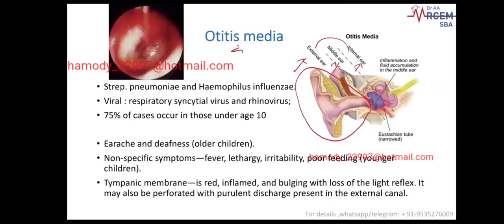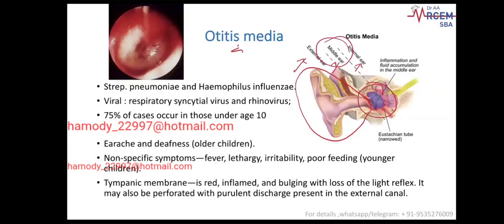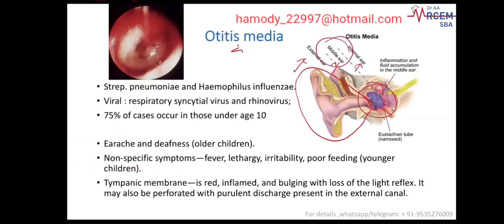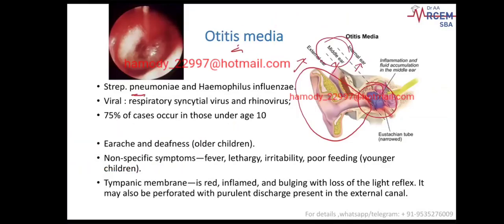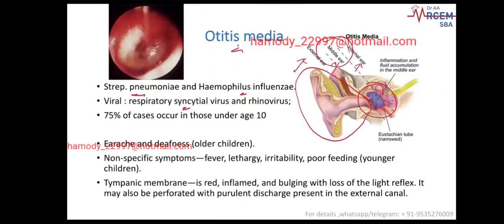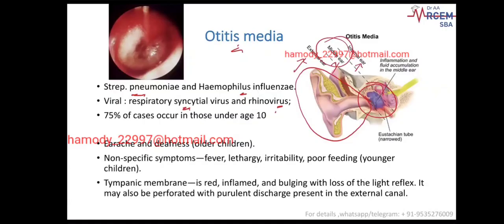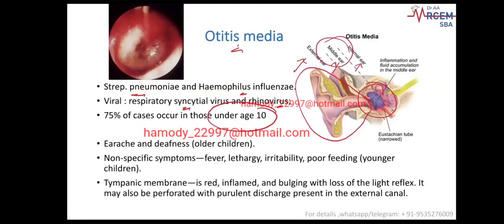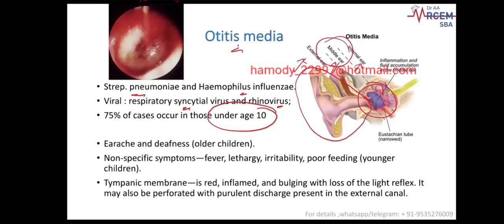Otitis media. Now we are in the middle ear. Otitis media, as it is known. The most common organism causing otitis media is Strep pneumoniae, followed by Haemophilus influenzae. Virus-wise, it is RSV or rhinovirus. And 75% of the cases are seen in children under 10 years.